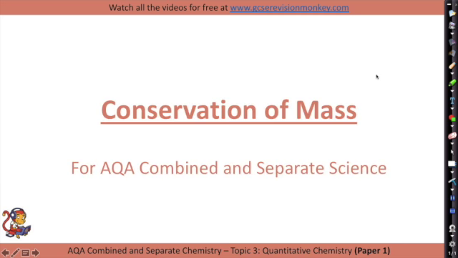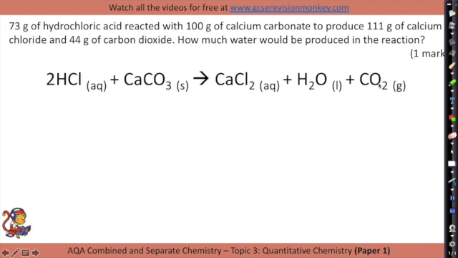We're now going to talk about conservation of mass, and this is where you might find a calculation question that on the face of it will appear quite difficult. For example, this one, whereby 73 grams of hydrochloric acid, which is down here, reacts with 100 grams of calcium carbonate to produce 111 grams of calcium chloride and 44 grams of carbon dioxide. How much water would be produced in the reaction?